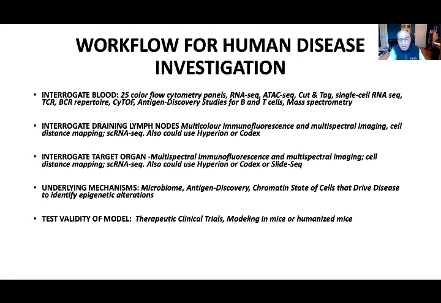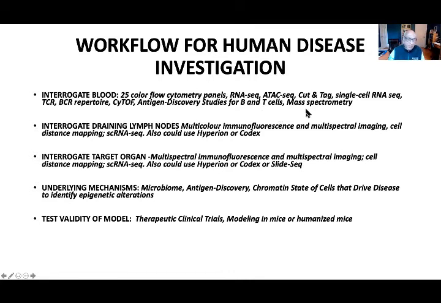When you can interrogate blood, one standard approach we like to use is a 25 color flow panel for T cells, 25 color flow panel for B cells. This allows you to purify cells, do RNA-seq, ATAC-seq, CUT&Tag. Single cell RNA-seq can be done from the blood. You can look at repertoire. Some people prefer to do CyTOF as the first thing. We reserve it for certain reasons. You can do antigen discovery. You can look for what is the antigen that in a disease a B or a T cell sees.